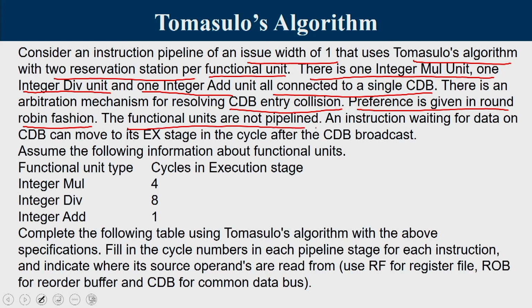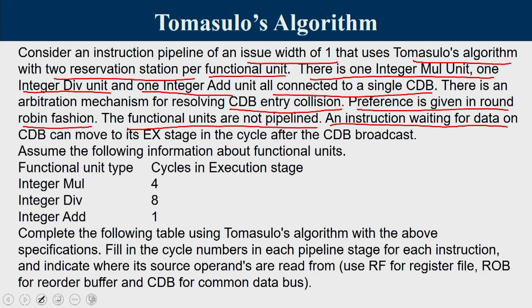The functional units are not pipelined. It is very important. Even this adder, multiplier and integer unit, none of them are pipelined. Since they are not pipelined, if the same division operation is coming one after another, the second division operation can start only if the first division is over. But if the functional unit is pipelined, then it is not a problem. So, here functional units are not pipelined.